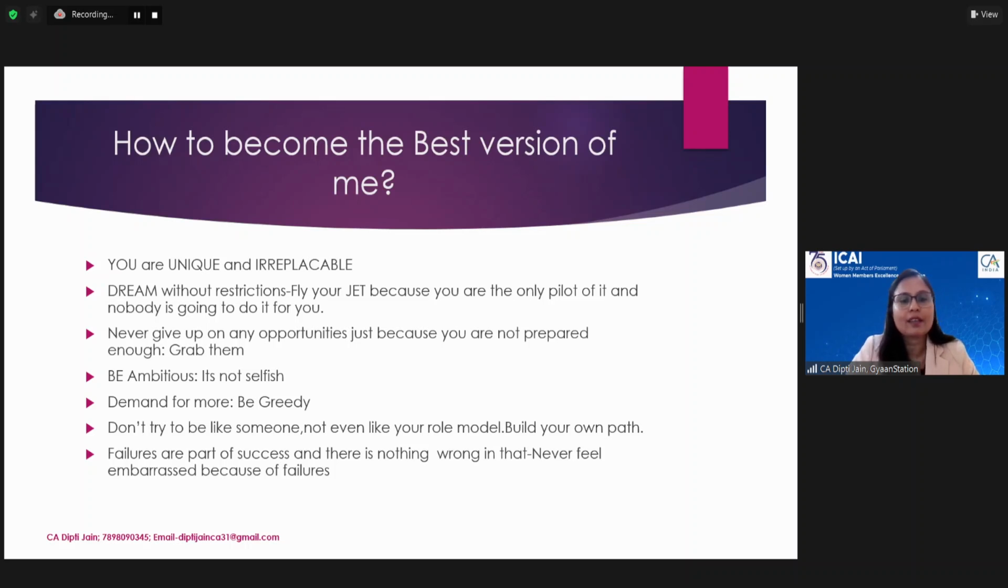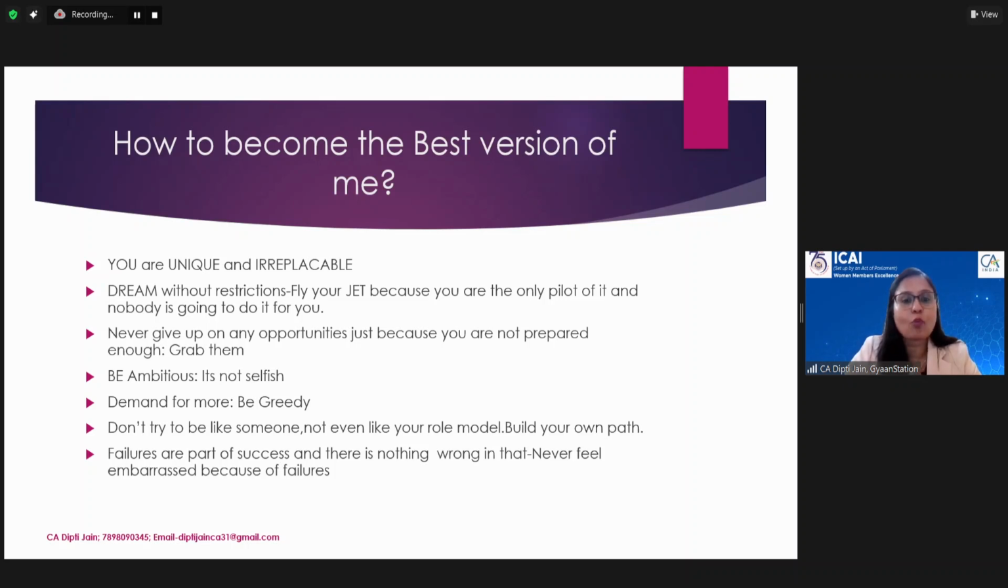Be greedy. Demand for more in your life. Once you accomplish, demand for more. Don't try to be like someone, not even like your role model. Build your own path.